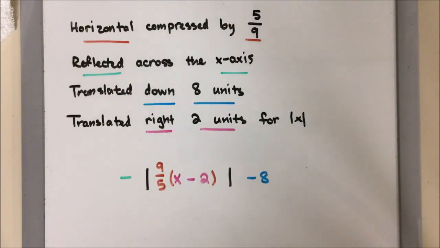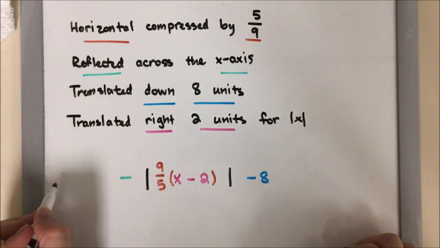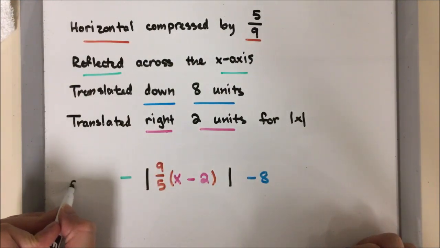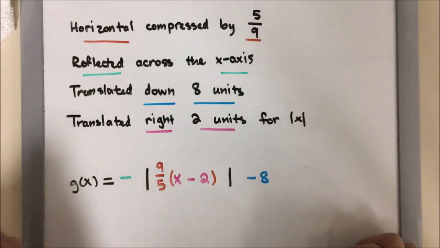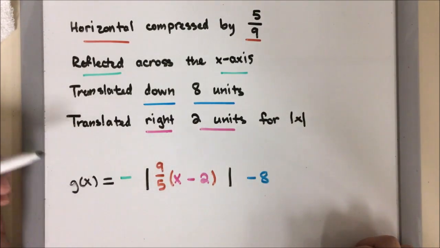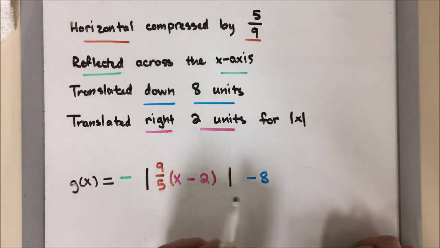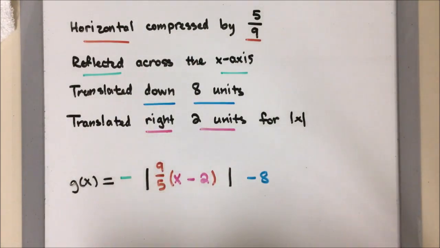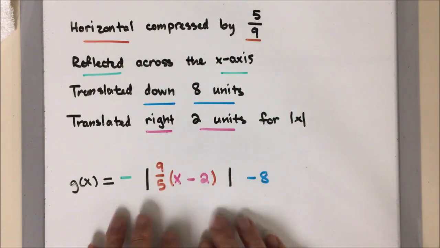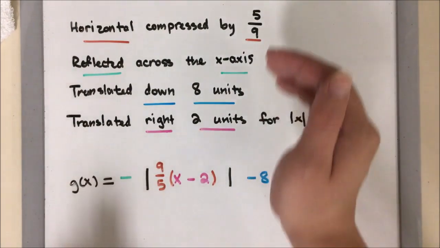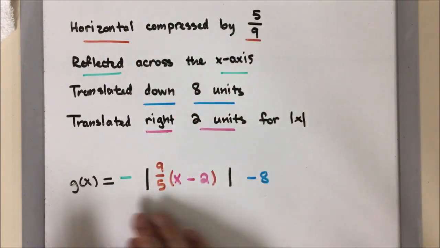So my answer would be, and again I could use any letter, so maybe I use g of x equal to negative the absolute value of 9/5 times x minus 2, and then minus 8. So that's going to be my answer. And like I said, you can start with any transformation in any order, but sometimes I would try to work with the inner ones, so that way it'd be easier. But again, you can just put them in their rightful place as long as you know where the absolute value line is. And again, double check the transformation according to your equation.